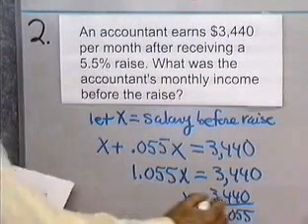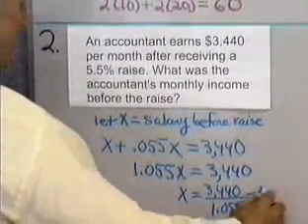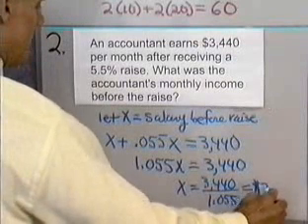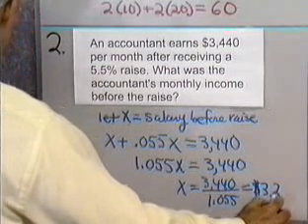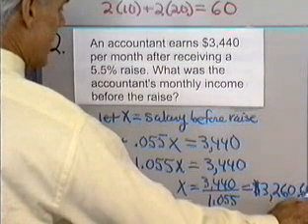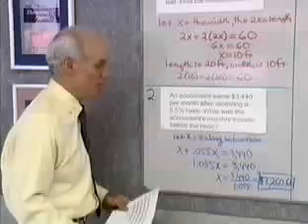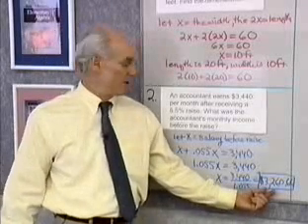And that comes out to be equal to, when I do this on the calculator, I'm just going to write my dollar sign here, $3,260. And I'll just go to the nearest cent, 66 cents. So that's the accountant's monthly salary before his 5.5% raise.